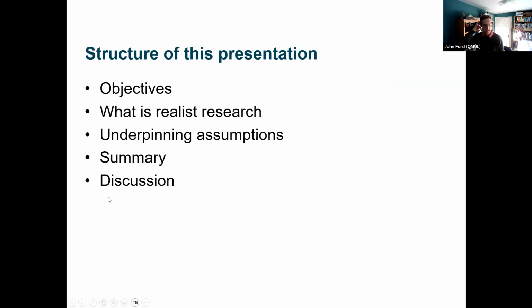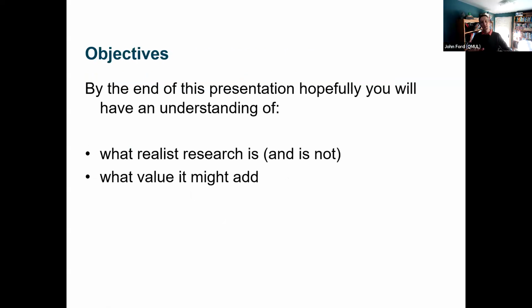Okay, so the plan for the next 20 to 25 minutes is I'll run through what realist research is, some underpinning assumptions, and then I'll give an example of some realist work which I'm doing just now, and I'll have a summary and hopefully a bit of discussion then. So the aim of today is really to try and understand what realist research is, what it's not, and how it might add value to either the current research you're doing or whether you're thinking about an evaluation in a local authority or an NHS setting, and how we start thinking about complexity and context in that way.